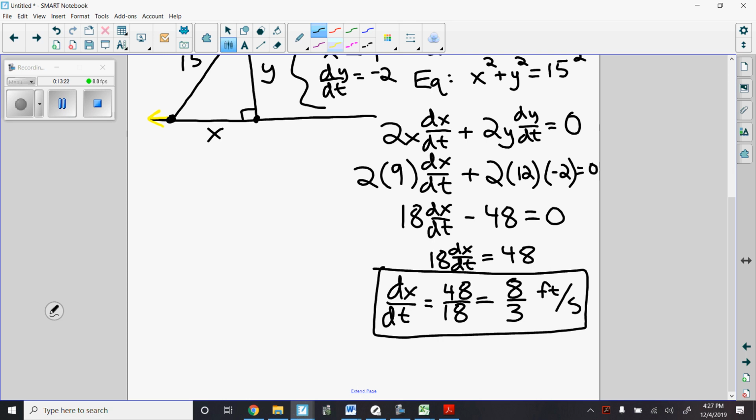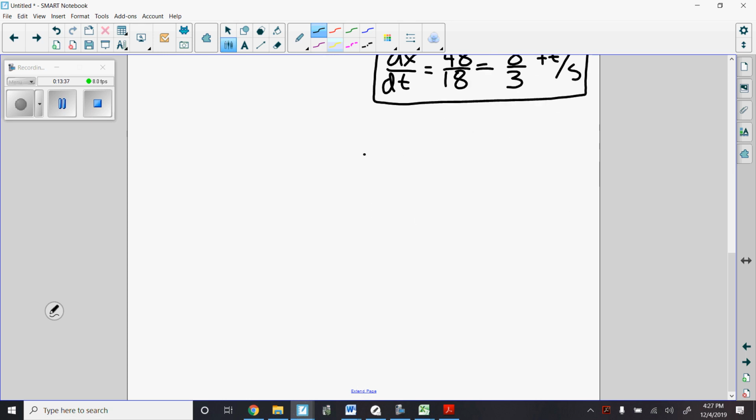Part 2 is the same scenario here, but I want to know at what rate the angle is changing between the ladder and the ground. So that's the second part of this question.